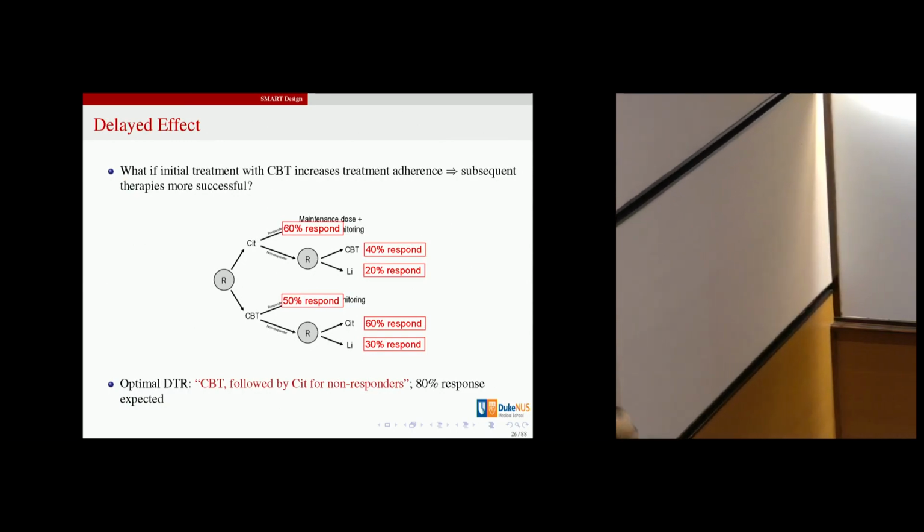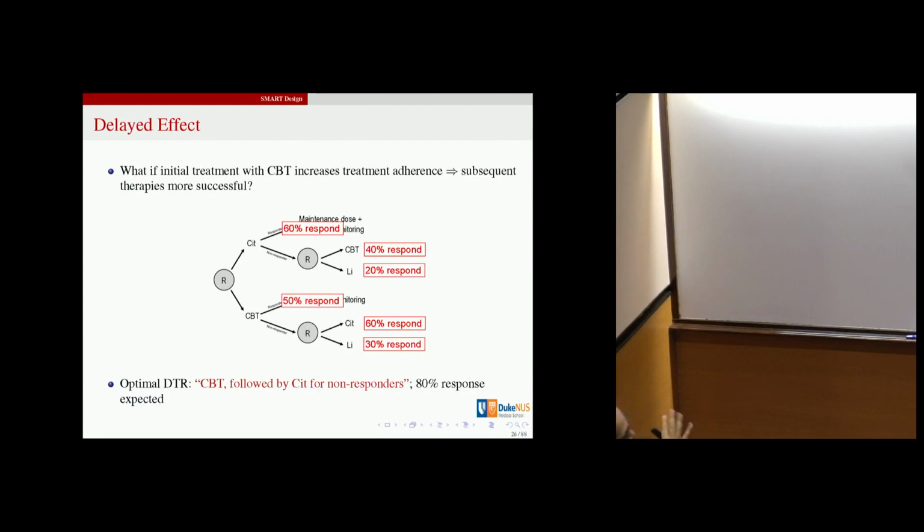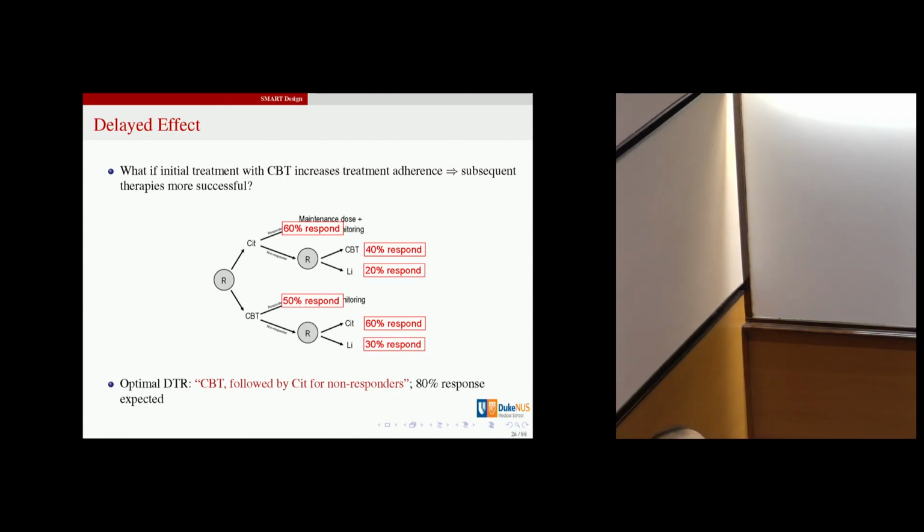Okay, so there can be this phenomenon called delayed effect, and you can play around with these numbers and see, in many situations this delayed effect might play a role, and that might lead you to a different optimal sequence. So conceptually, scientifically thinking, what if the initial treatment with CBT increases your treatment adherence, right? That can happen because it's a cognitive behavior therapy, it changes your behavior. Ideally, it should change your behavior, right? So that might help improve your adherence to treatment, which means that subsequent treatments might be more effective, right? So that's a delayed effect of your CBT upfront.